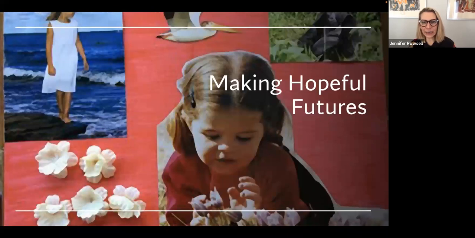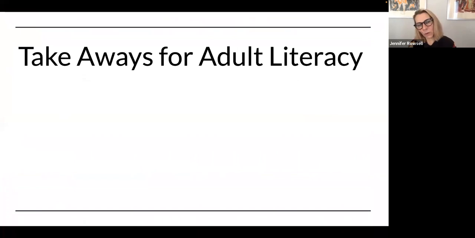And then finally, another woman who had a very difficult time coming from Syria talked about a collage of making hopeful futures and what that looked like. So what are some takeaways?